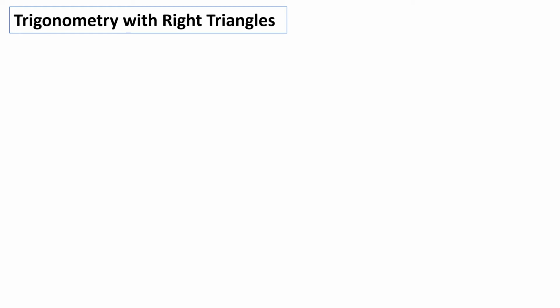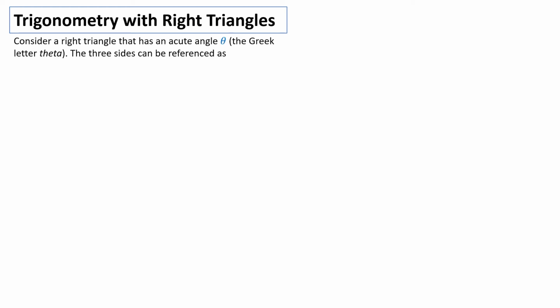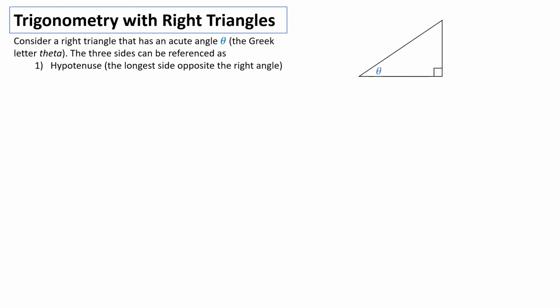Trigonometry with right triangles. Consider a right triangle that has an acute angle theta. Here it is. The hypotenuse is the longest side, the one that is opposite the right angle. There's the hypotenuse. The opposite side is the leg that is opposite the theta angle.